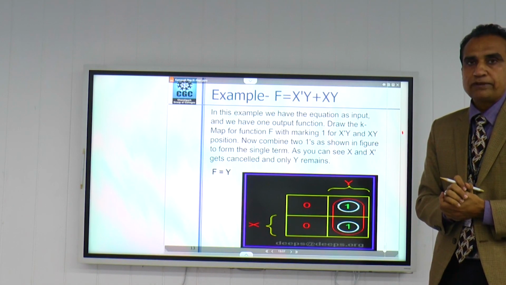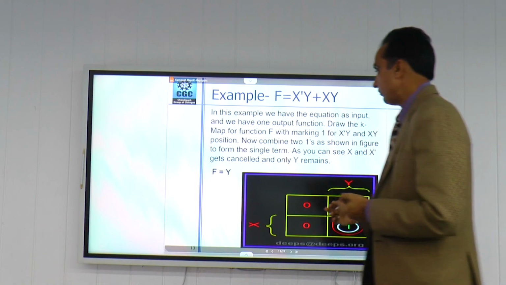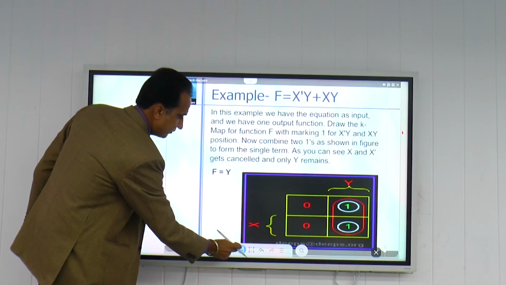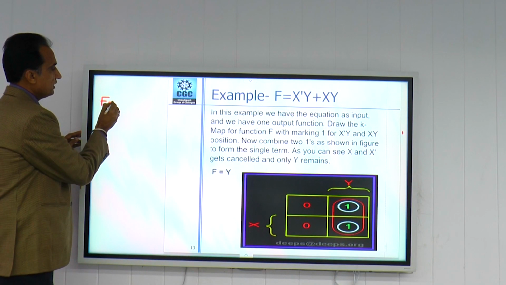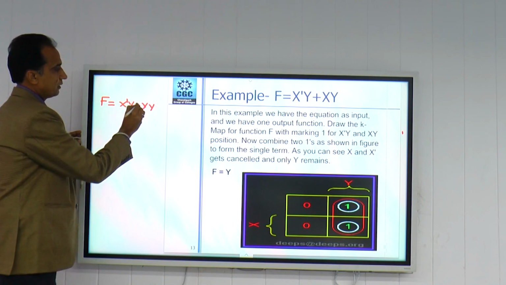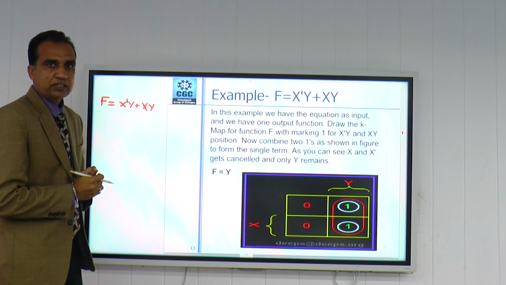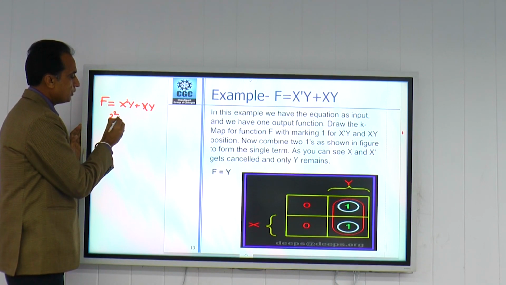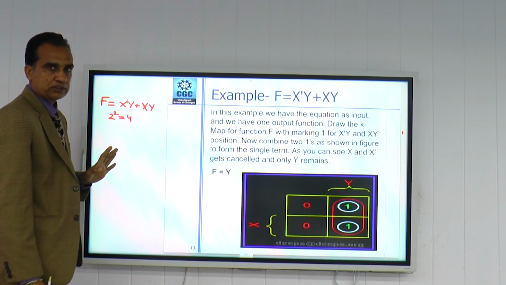Now we are going to solve an example. First of all, I am going to start with a 2 variable equation. Now the equation is given. The equation which is given is f is equal to x complement y plus xy. Now first thing we have to check how many variables are involved in this equation. There are 2 variables involved, so 2 raised to the power 2, that is 4. A 4 square grid K-map is required to solve this equation.